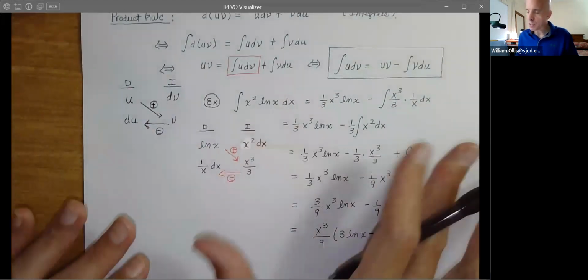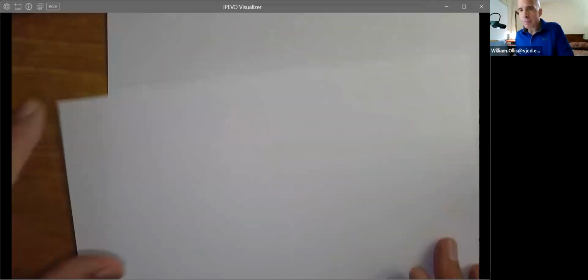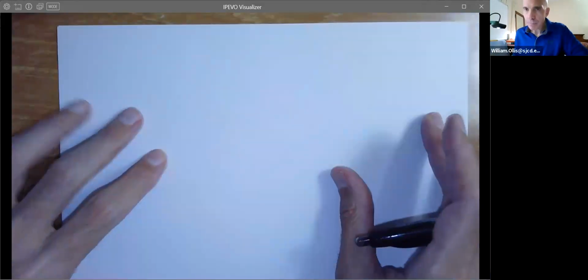I just think that students find this to be very straightforward. Now, let's look at an example where we have a very common situation that occurs in integration by parts.